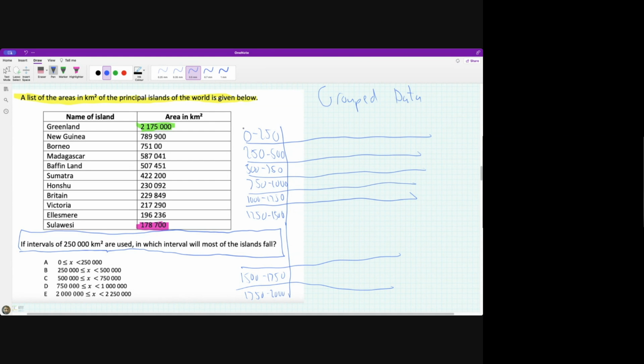In my grouped data table, I'm going to say area in kilometers squared. Then I'm going to have a tally. Excuse the bad handwriting, but I want to do this quickly. Then I'm going to have frequency. And then I might even add something called the midpoint.